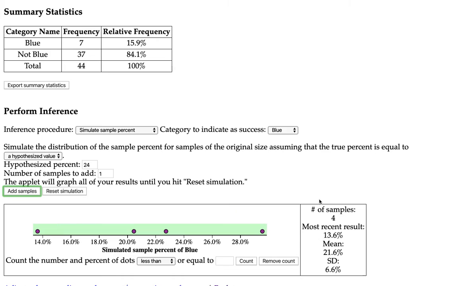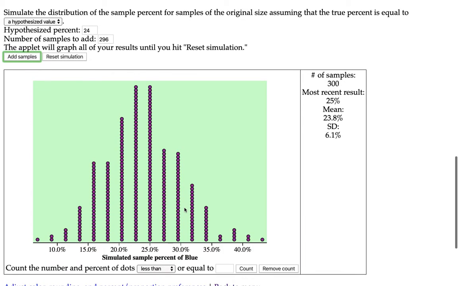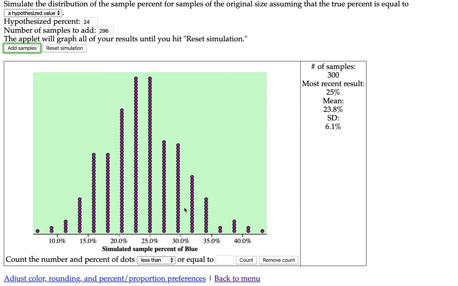And if we do this, we've done this 4 times now. Let's say we do this another 296 times. It'll give us a nice even 300 random samples here. Take a look at what happens when we do this 300 times.